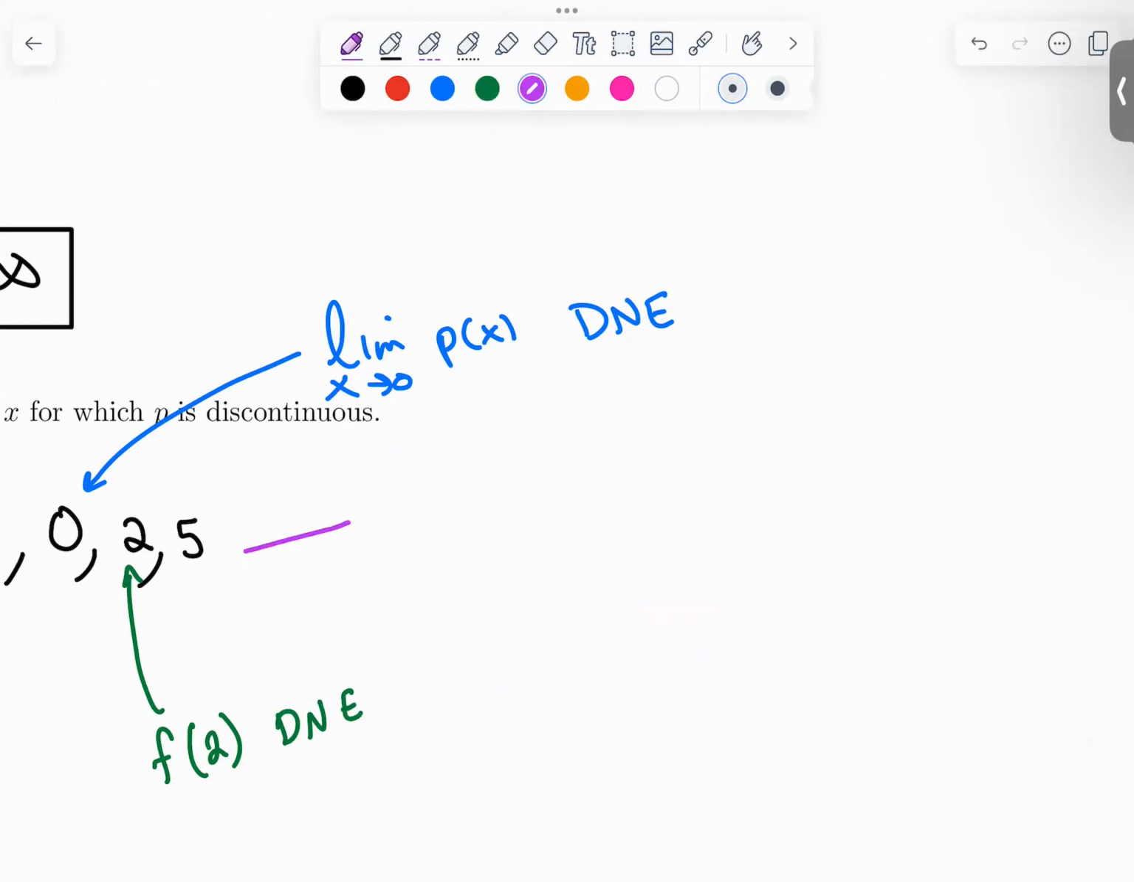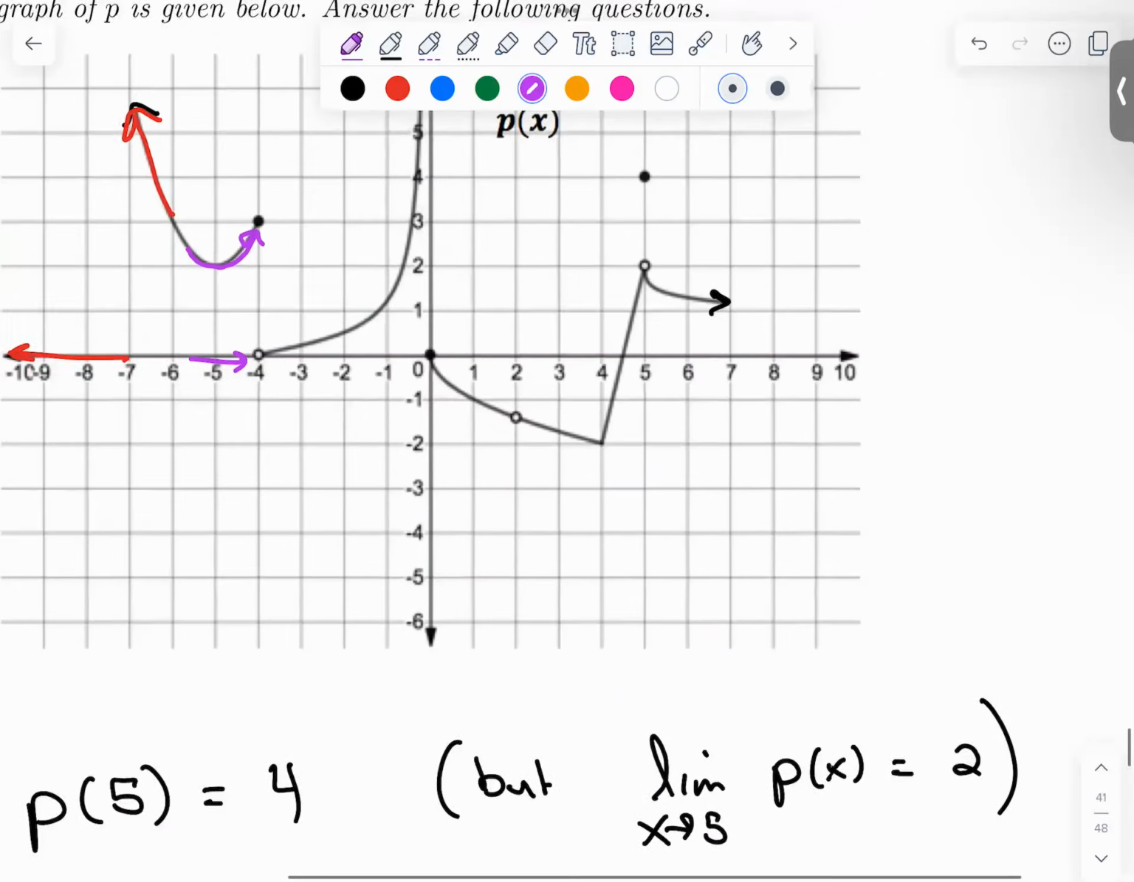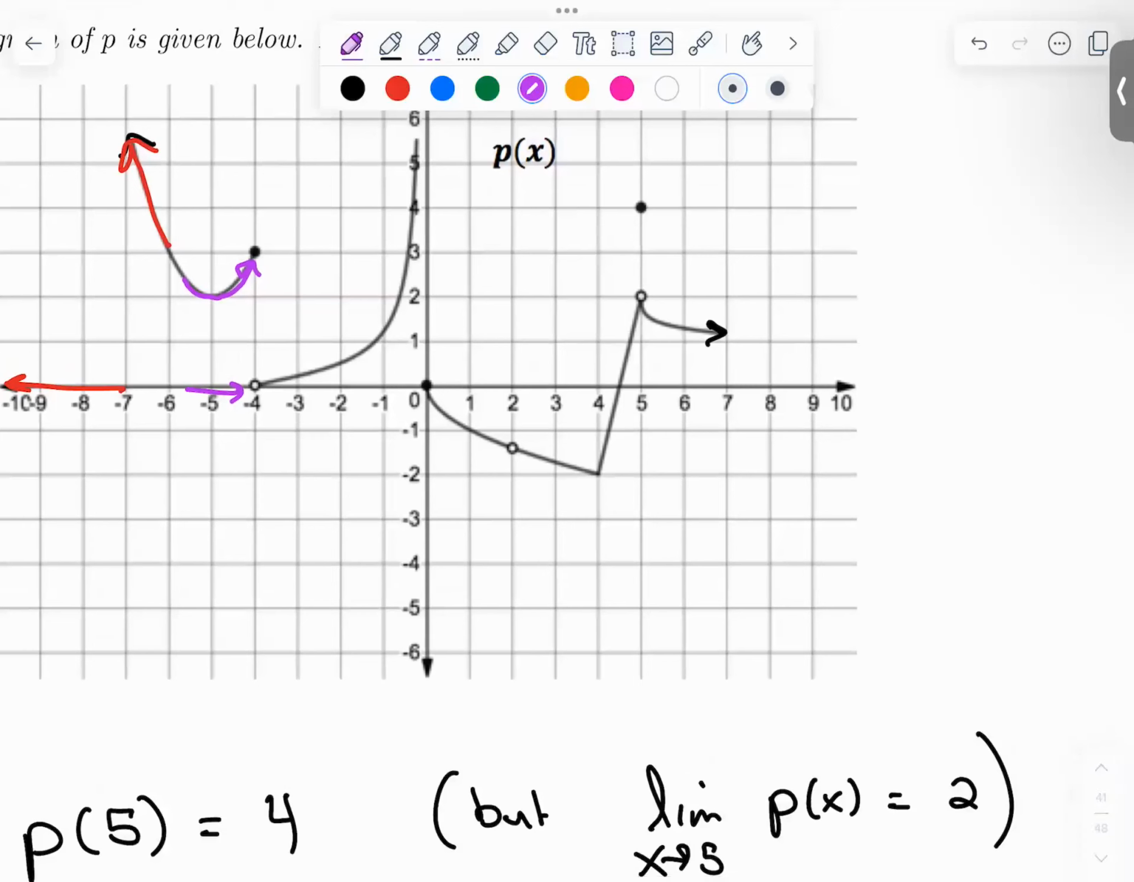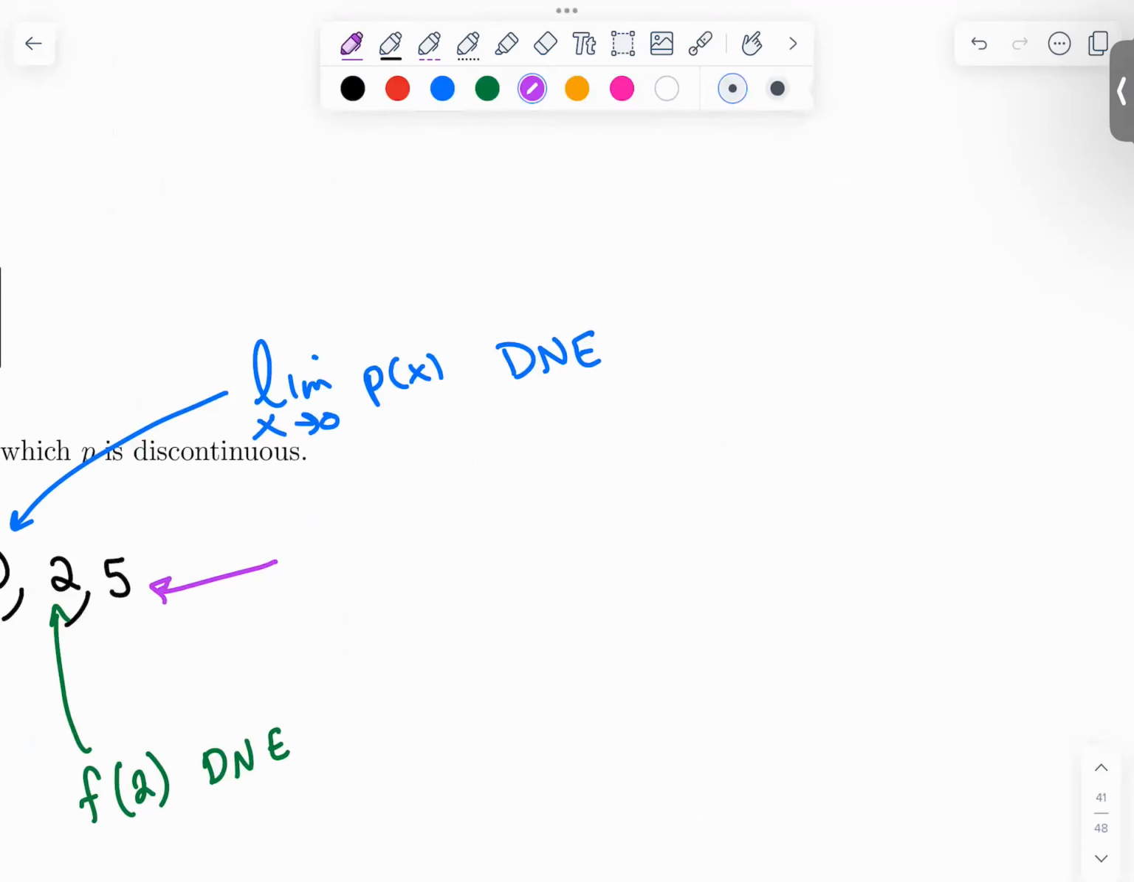And last but not least, number 5. Why are we discontinuous at 5? Well, the limit exists and the function exists. The function is equal to 4, but they're not equal. So the limit is not equal. So the limit, or P of 5, is not equal to the limit as x approaches 5.